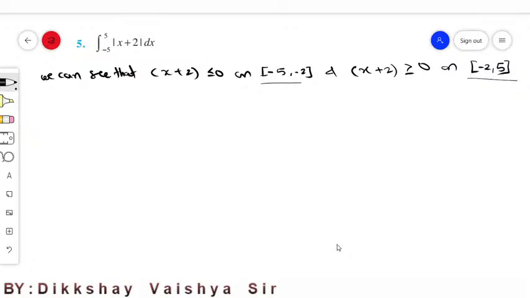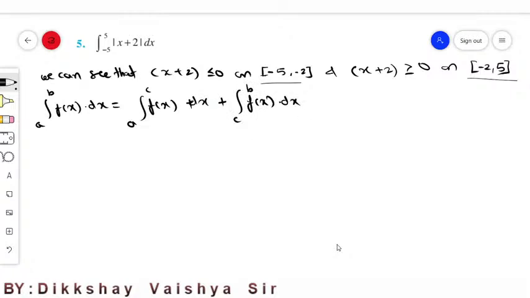ओके. चला समोरचं बघूया आता. बस आता इथून आपल्याला प्रॉपर्टी यूज करायची आहे. सो वी हॅव द प्रॉपर्टी a to b, not 0, a to b f of x dx can be written as a to c f of x dx plus c to b f of x dx, right? So our integral can be written as I is equals to, so -5 to -2, and remember -5 to -2 पर्यंत आपला इंटिग्रल कसा आहे, either 0 or negative, that is less than 0. So that's why I will write it as minus times x plus 2 dx.